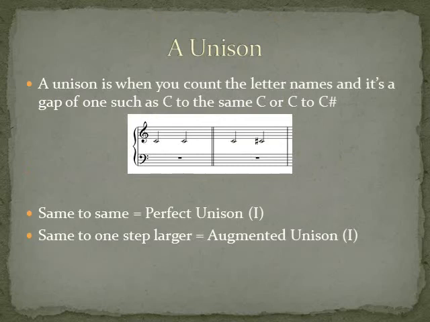A unison is basically the same pitch note, the same letter name, and it's a gap of one, such as C to C or C to C sharp. We can only really have two, and that's the perfect or the augmented. I've seen other texts that indicate diminished unisons, but I'm afraid I don't know how that works, as we can only have the same note to the same note, or the same note to one higher. If you took the lower one, it would become a different key. So in other words, if we took it and we said C flat to C, it would still be augmented.